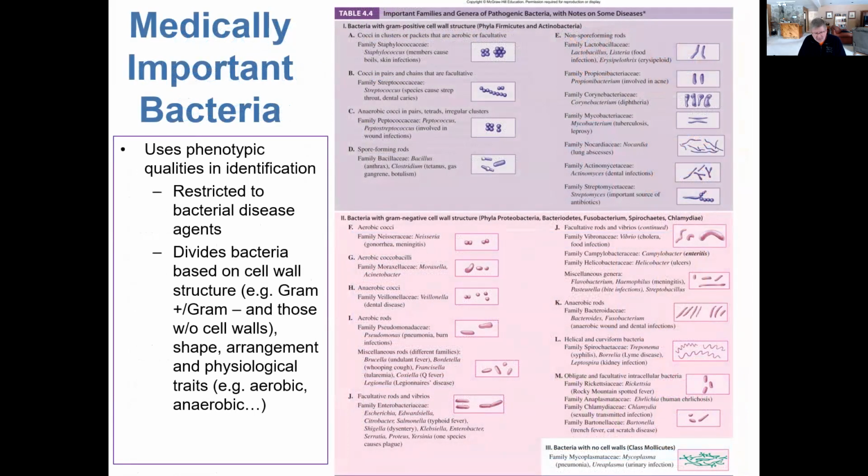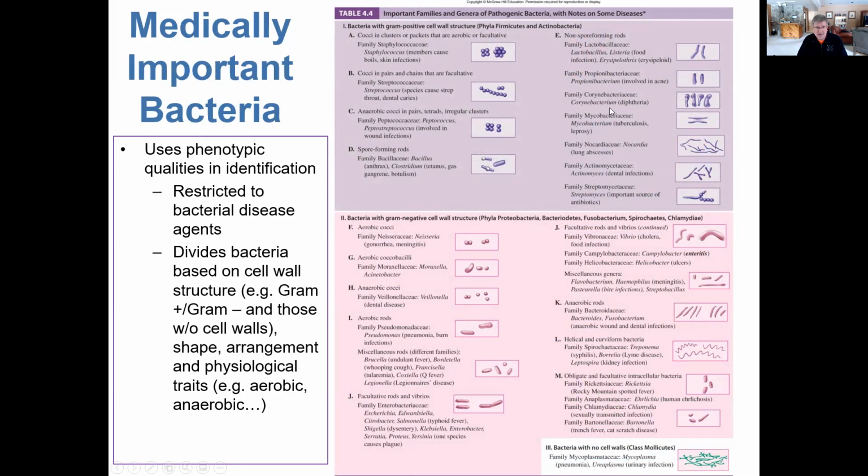What the book also does in table 4.4 is it focuses on some of the more important bacteria as it relates to infection and disease. So this is irrespective of phylogenetic or evolutionary relatedness. This is looking strictly at morphology, in other words, shape. That's what this word phenotype kind of means also. Phenotypic characteristics or qualities are used. In other words, how do the cells appear under the microscope?